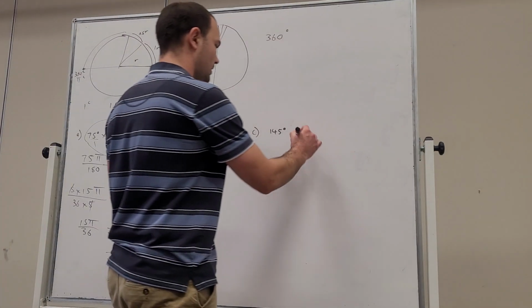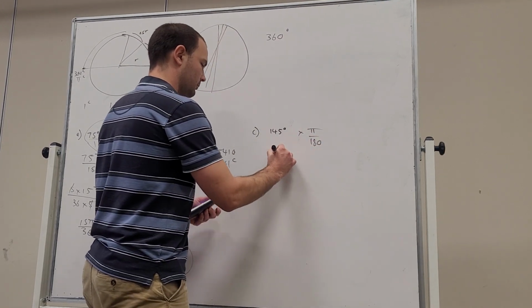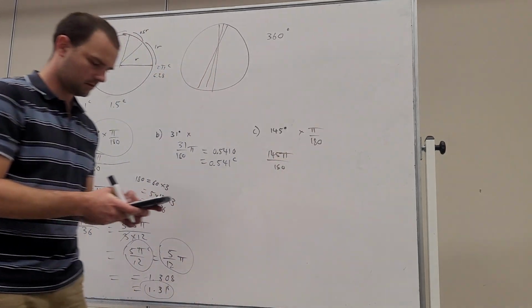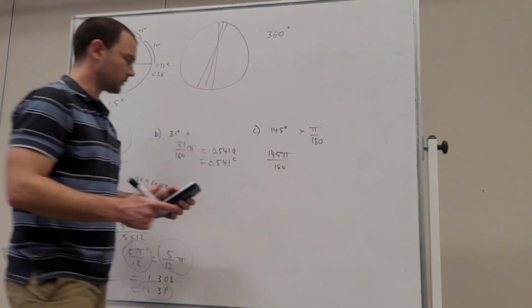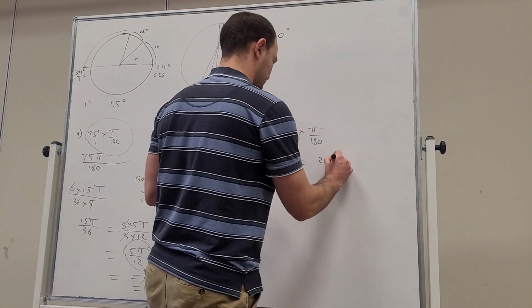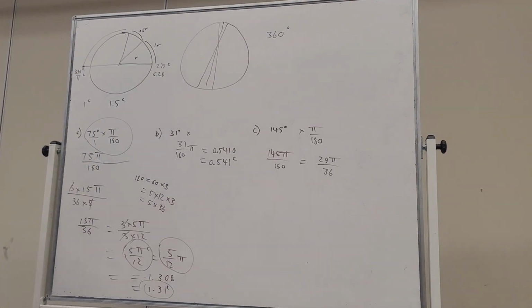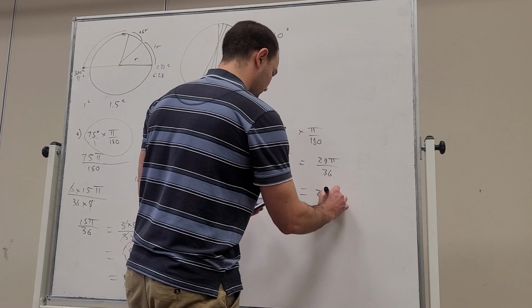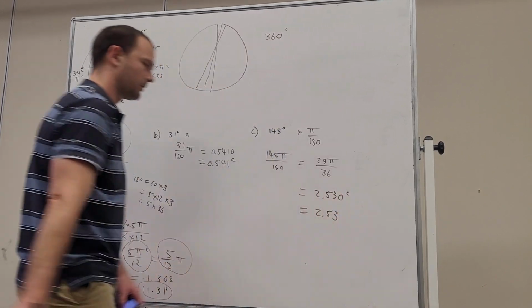Here, 145, we'll multiply by pi on 180. 145 pi on 180. We've got 29 pi on 36. Okay, or to 3 significant figures, 2.530, which is 2.53.